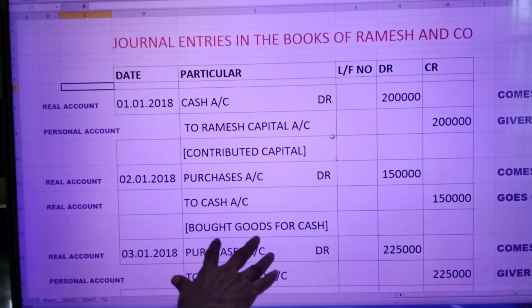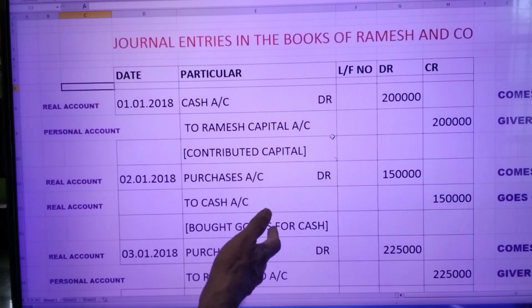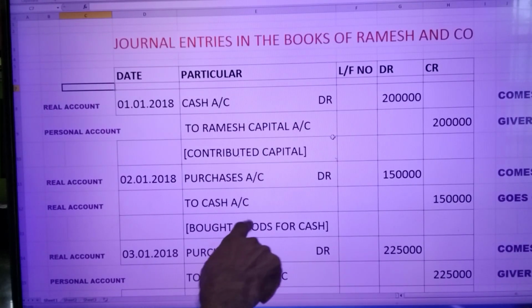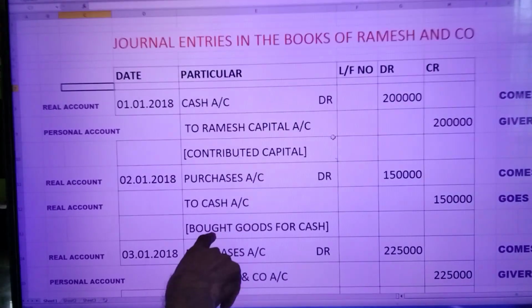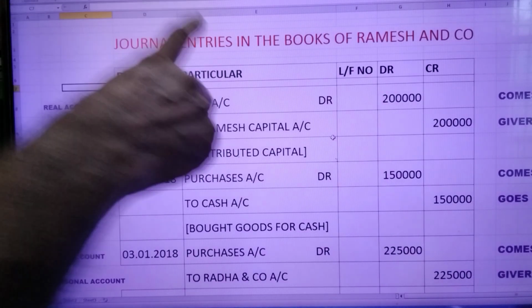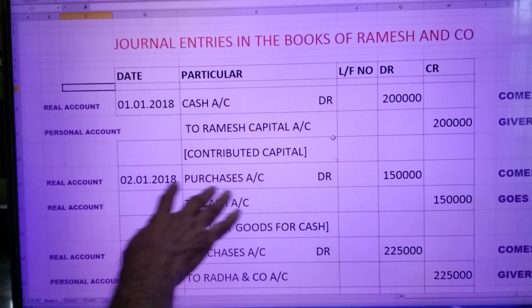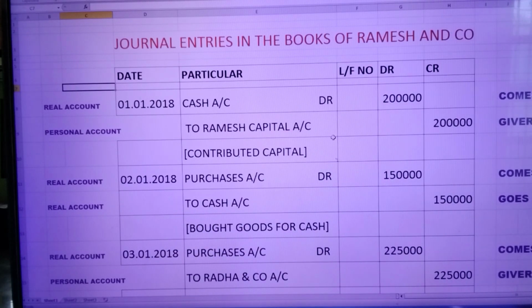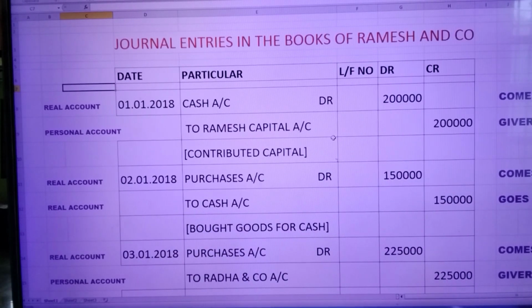If it is iron and steel, it shows that he is buying iron and steel. If he is doing cloth, he is buying cloth. If he is in the furniture business, it shows furniture. That's why if the word goods is given, it shows that the person is doing a specific business. Suppose he is doing iron and steel business, it shows that these goods are purchased only for sales in the future. That's why we call this purchases.